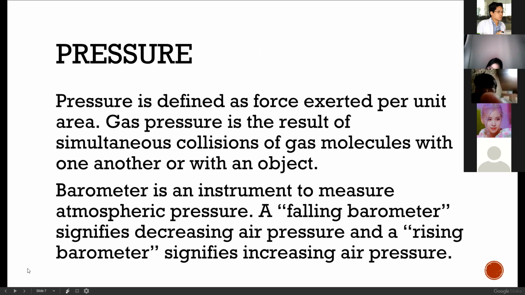Pressure. Pressure is defined as force exerted per unit area. Gas pressure is the result of simultaneous collision of gas molecules with one another and with an object. A barometer is an instrument to measure the atmospheric pressure. A falling barometer signifies decreasing air pressure, and a rising barometer signifies increasing air pressure.